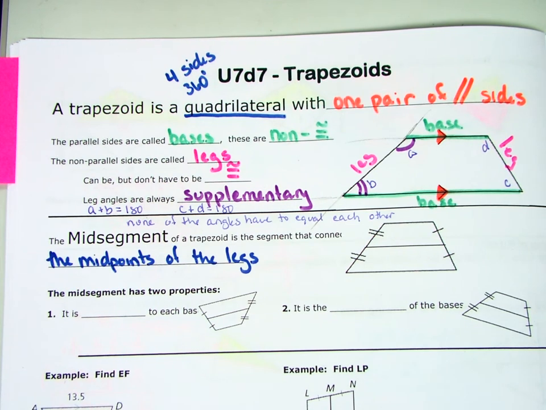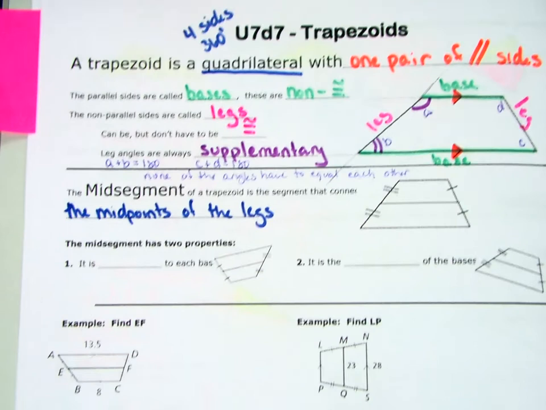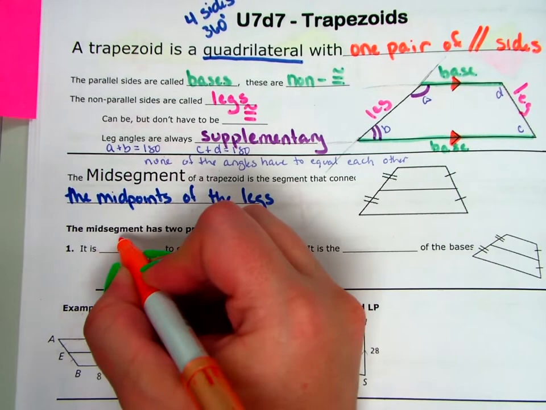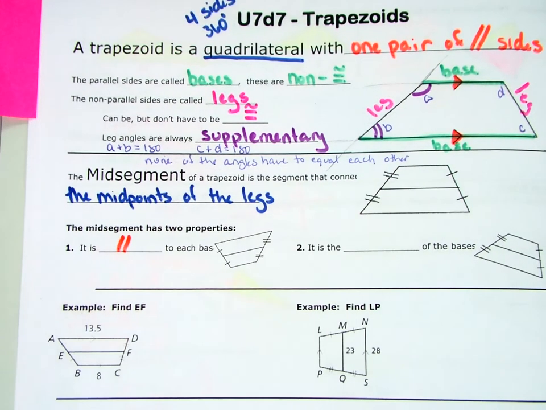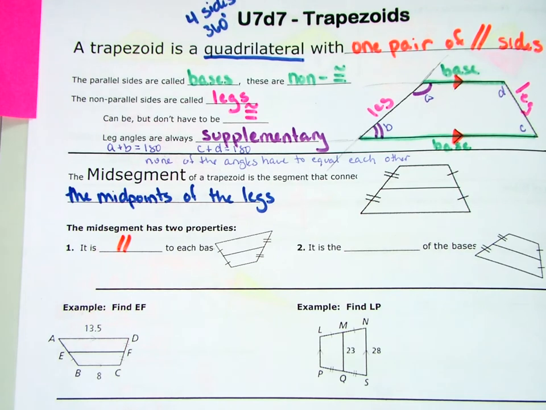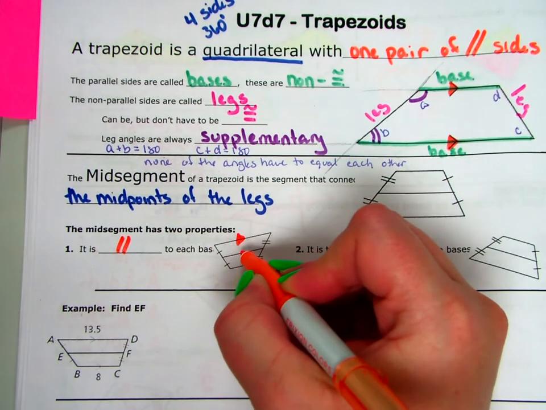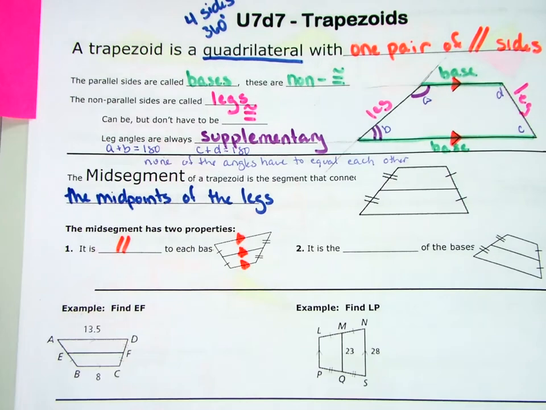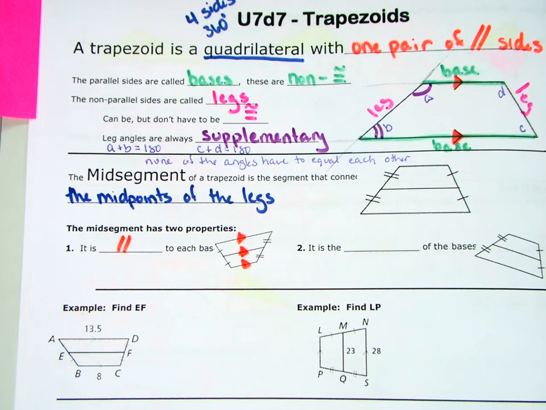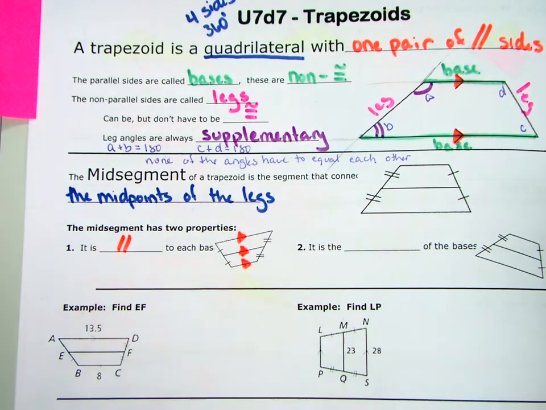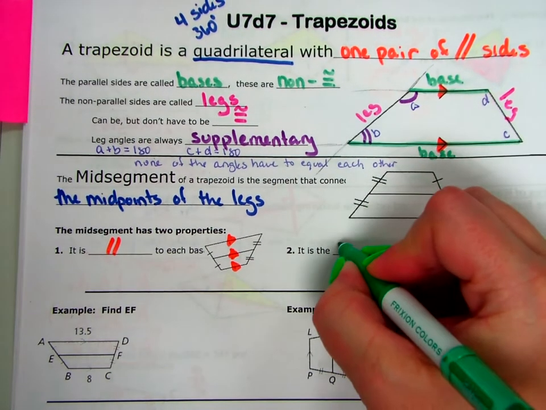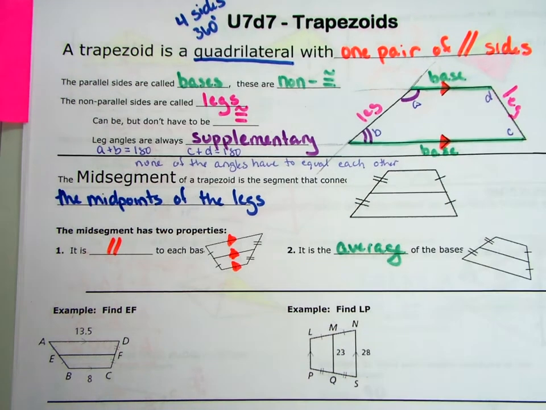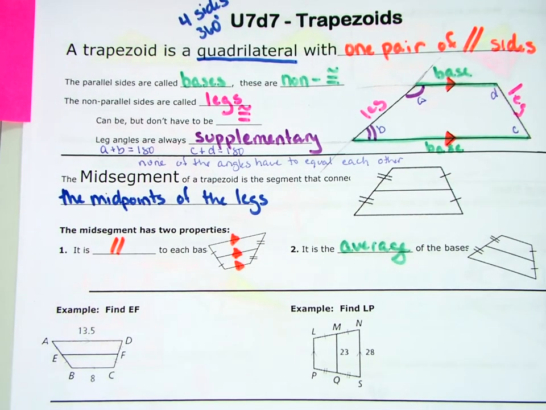There are two properties. The first one is it is parallel to each base. So if this is a trapezoid, all three of these little segments would be parallel to each other. And then the second property that it has is it is the average of the bases.